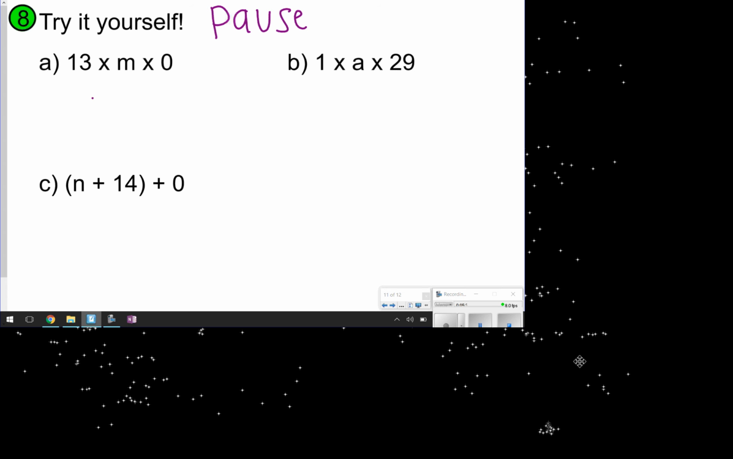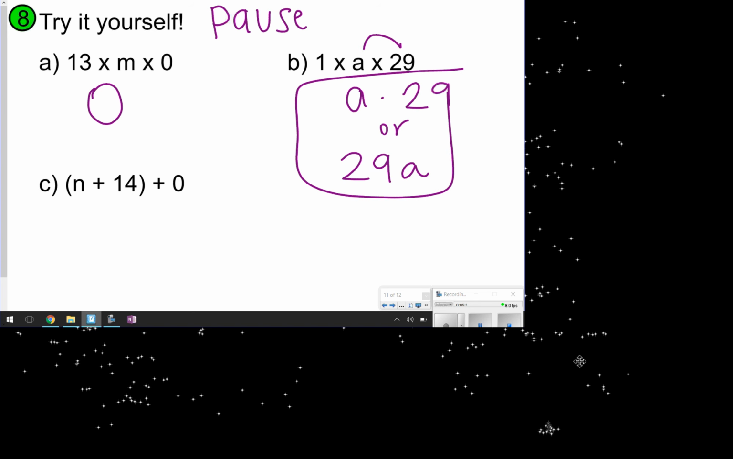Letter A will be 0, because you're multiplying everything by 0. Letter B will be A times 29, or you can write 29A. Since you're multiplying by 1, that's not going to change the value of these two numbers. And then the last one, letter C, adding 0 to something does not change the value either, so letter C will just be n plus 14.